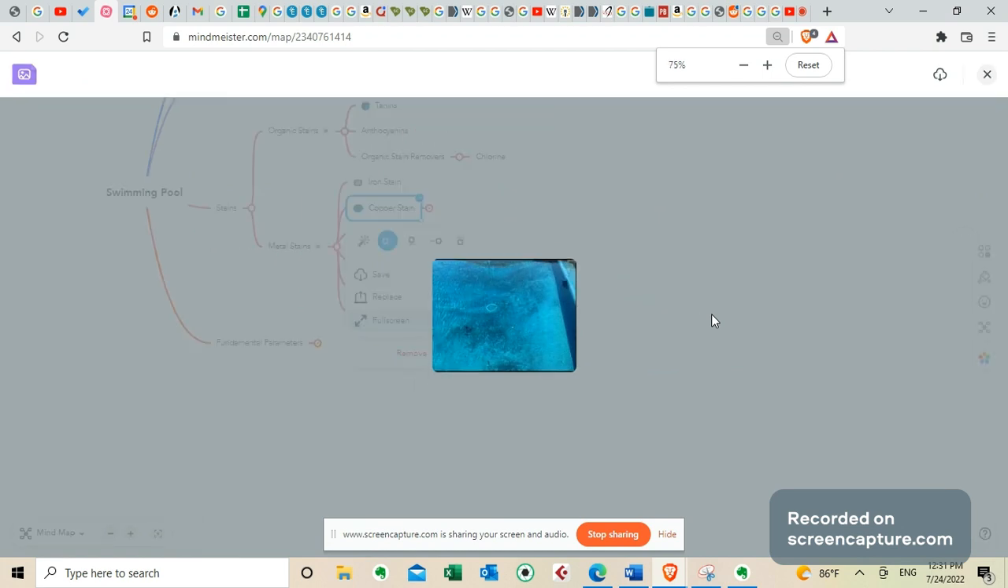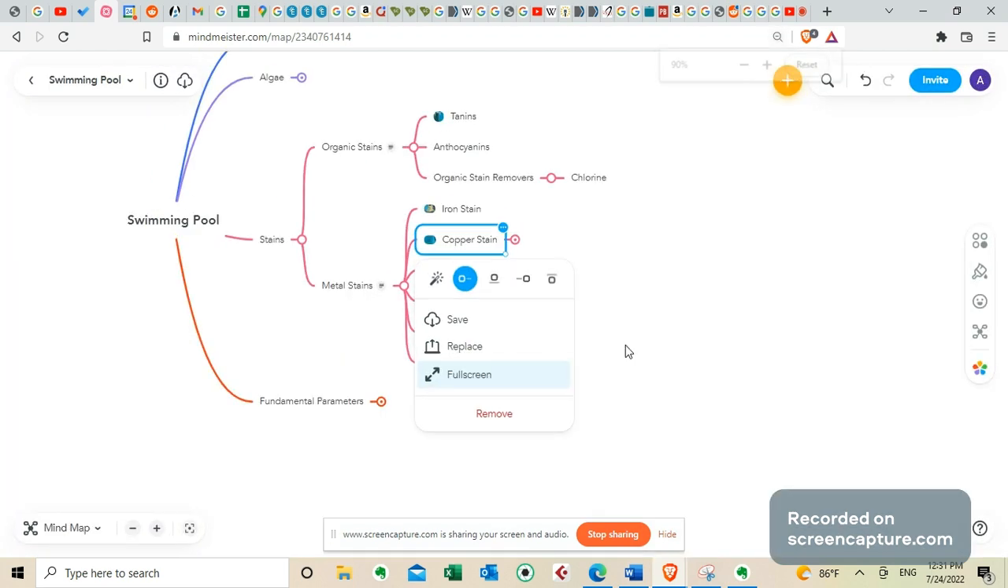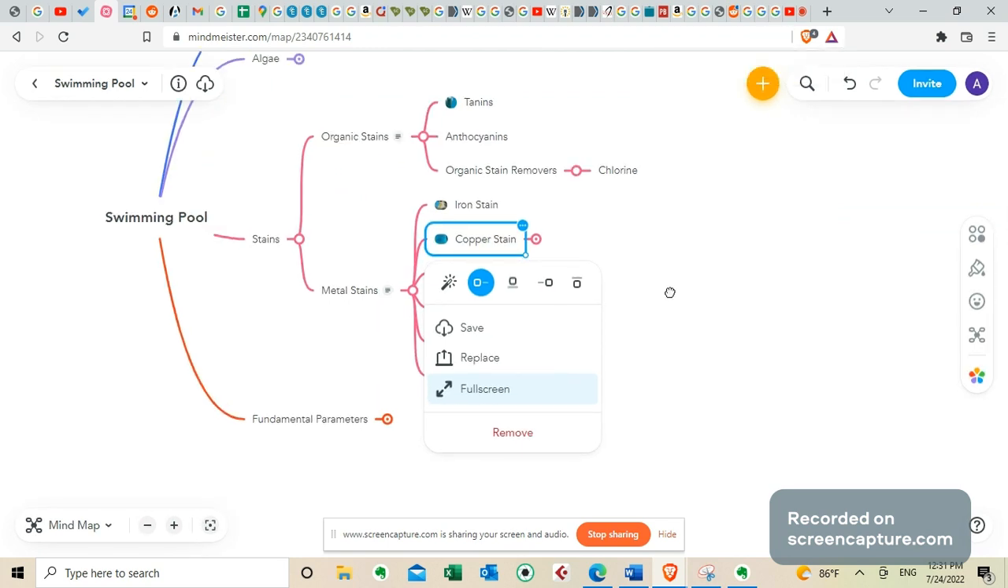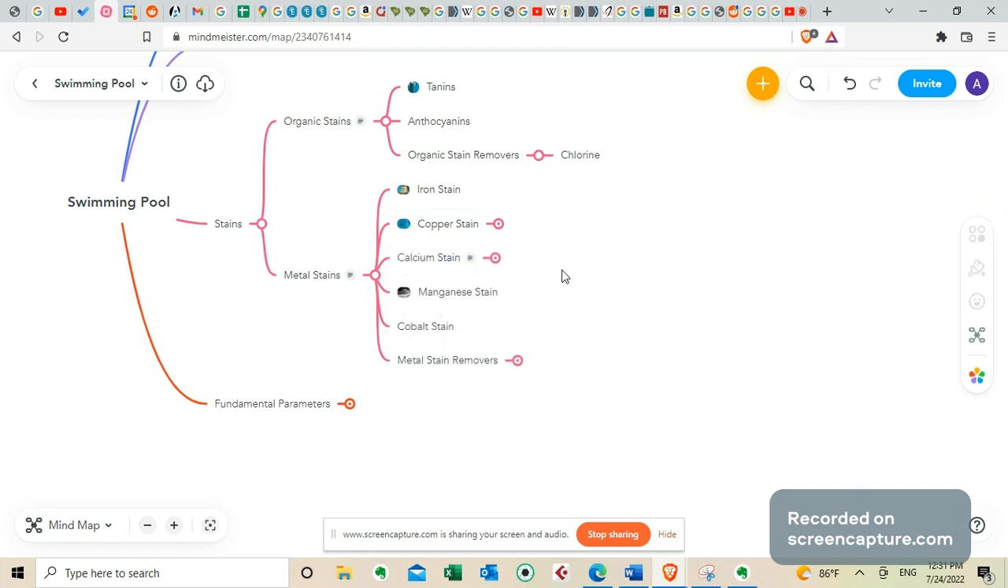Now, go ahead and zoom out there. Copper stains are a little bit less rare. I see copper stains a decent amount too. They're not as common as iron stains, but they're there.